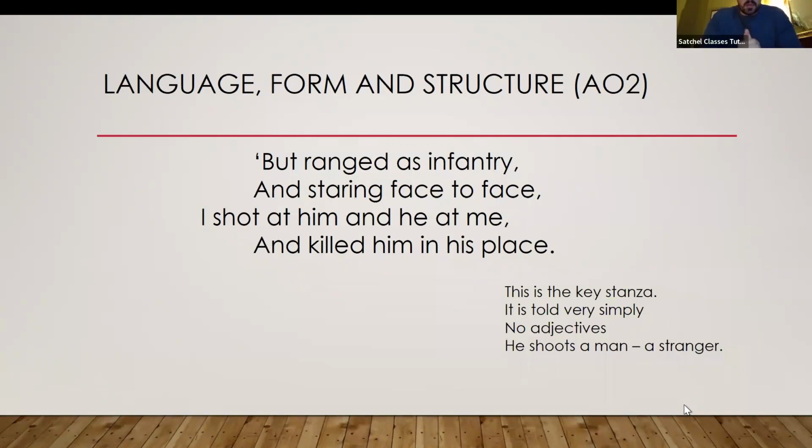The second stanza: "But ranged as infantry, and staring face to face, I shot at him and he at me, and killed him in his place." Now, this is a key stanza, the second one. It's a very simple, almost flippant, as I said earlier, very simple stanza. Look at the lack of adjective, the lack of description in here. He's simply telling us he was an infantryman.